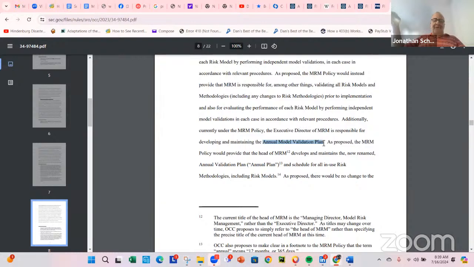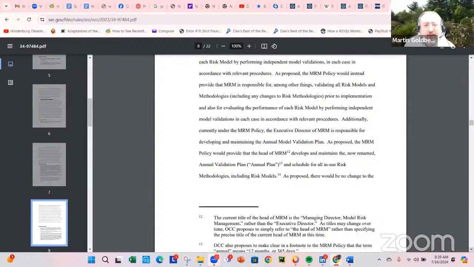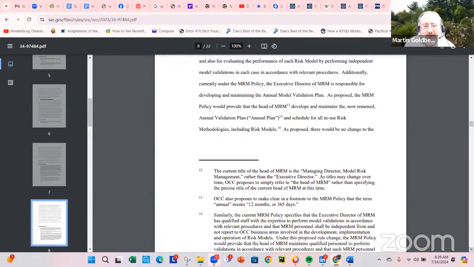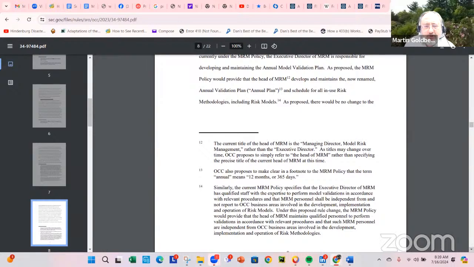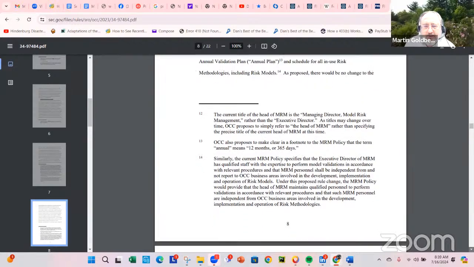So that seems to be something within the SEC, but is that a corollary to OCC, or is that something you've seen somewhere else? The annual model validation plan isn't actually a full validation. It's more like ongoing monitoring that you have to check every year and verify that the model is still working as intended.